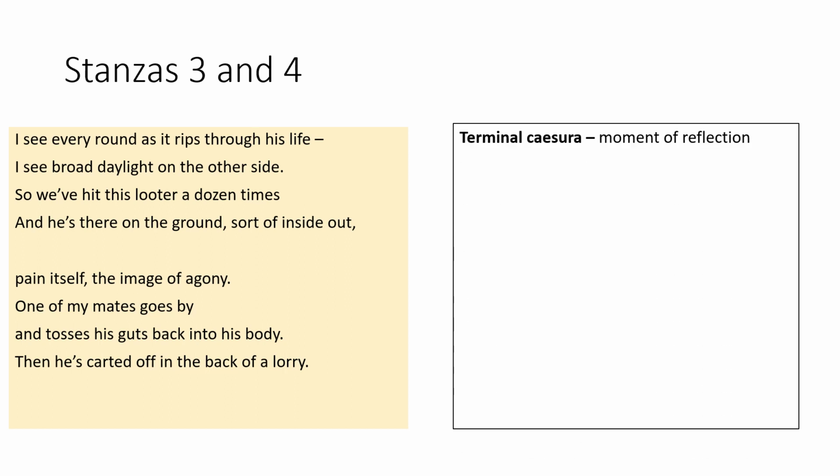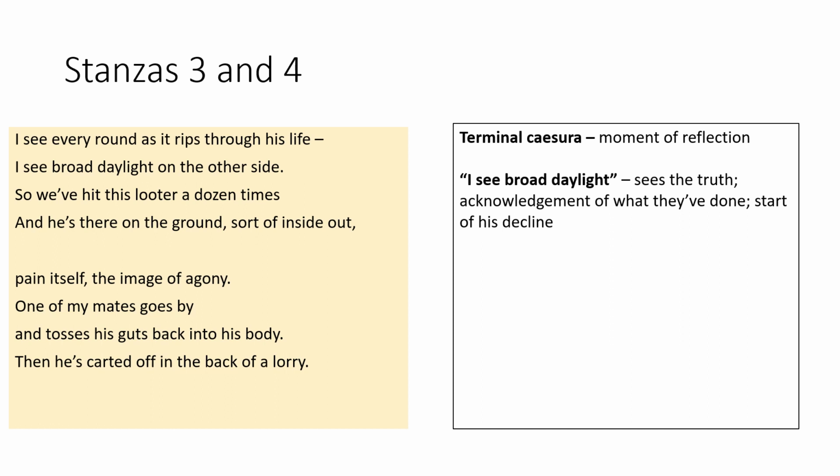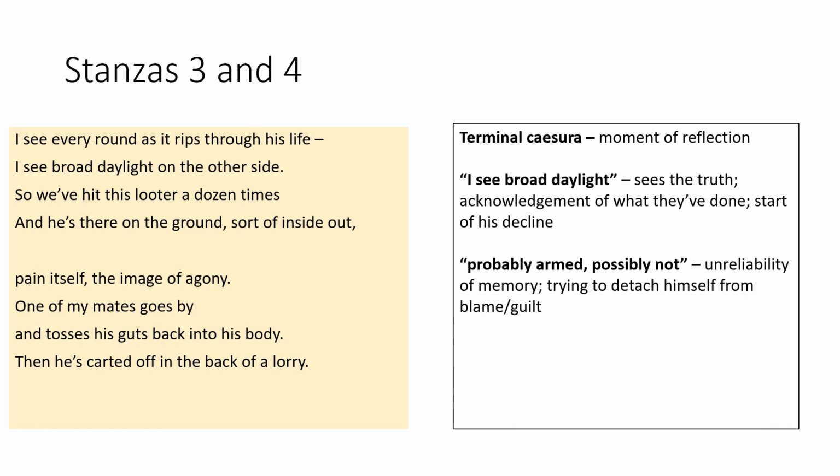Well, first of all, we get the terminal caesura at the end of line 1. This seems to be a moment of reflection. And it's because he's seen broad daylight, light often a symbol of the truth. He's seen the truth of what happened. There is an acknowledgement of what they've done. And this, significantly, is the start of his decline, because this is the point where his identity changes.